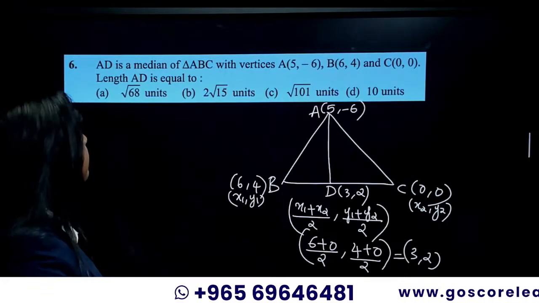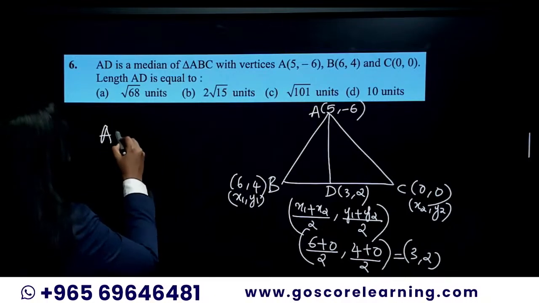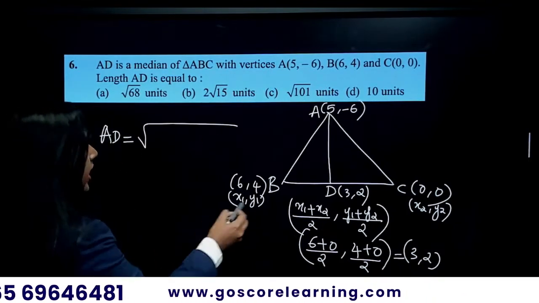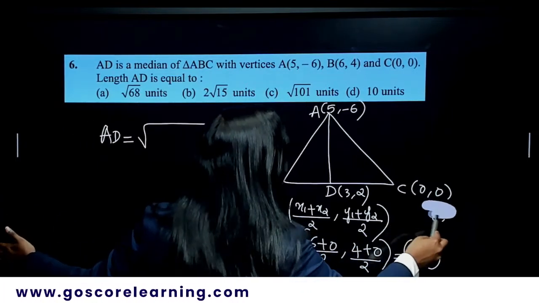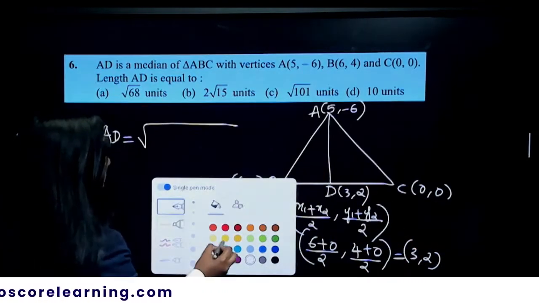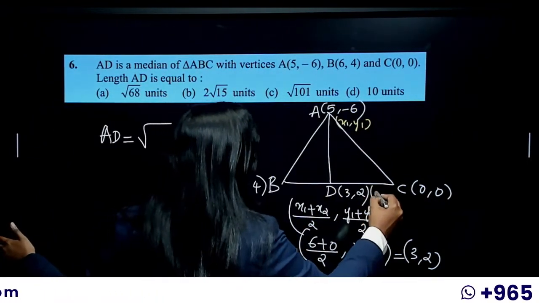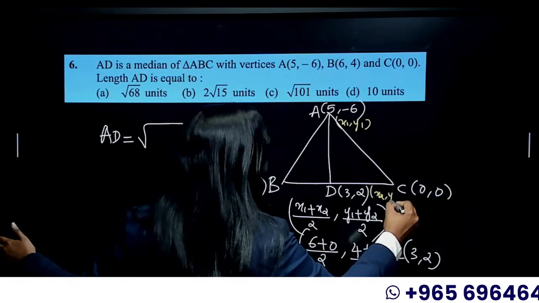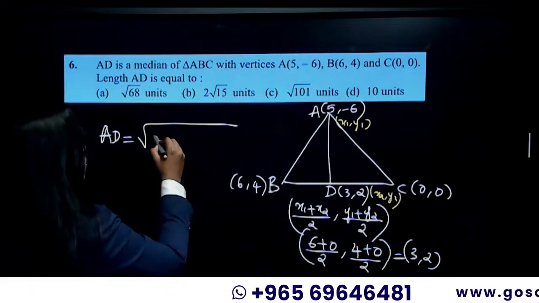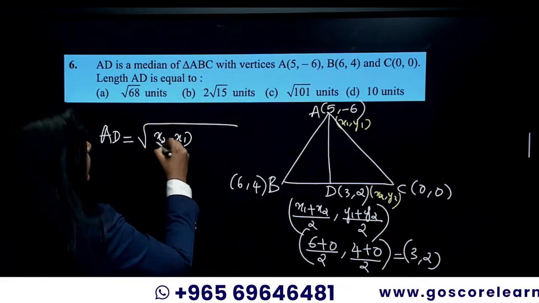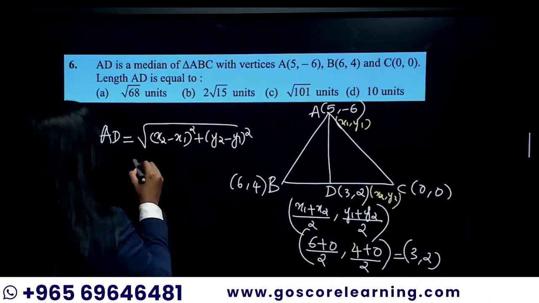So now we need to find the distance between A and D. What is the distance formula? AD is equal to root of, okay, now forget about this x1 and x2. That was for this. That is over. Now we have the new x1 and x2 here as this. So we need the new x1, y1 and x2, y2. So root of (x2 minus x1) the whole square plus (y2 minus y1) the whole square is the distance formula.